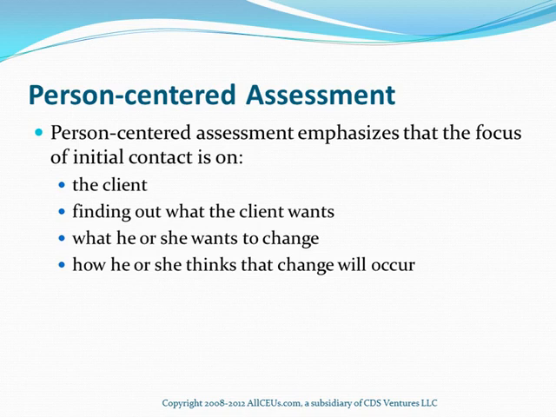Now, the person-centered assessment we've talked about already a little bit focuses on finding out what the client wants. It focuses on what works for the client and what doesn't work, what the client wants to change, and how he or she thinks change will occur. Are they expecting change to happen overnight? Are they expecting everyone around them to change because they're right and everybody else is wrong? What are they expecting to happen? In the process of that, you can come to mutually agreeable goals on what will happen and how it will happen.